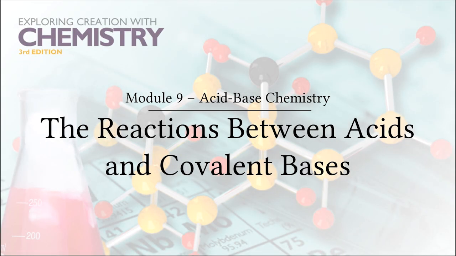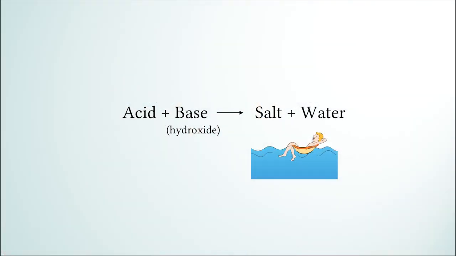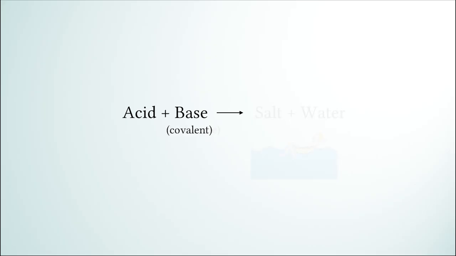Module 9, Acid-Base Chemistry, the reactions between acids and covalent bases. Well, hopefully you have a good understanding about what happens when acids and bases that contain a hydroxide ion react. But what if that base doesn't have a hydroxide ion? What then? What if the base is a covalent molecule? You'll be happy to know that predicting the products of these reactions is easier than with a hydroxide base.